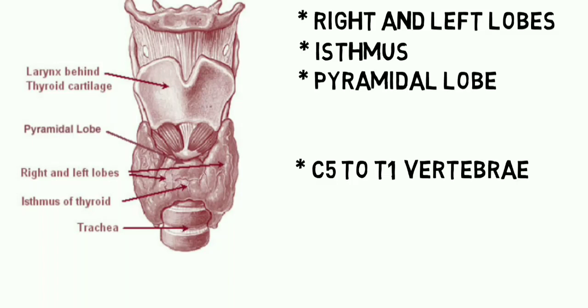And the thyroid gland basically extends from the C5 to T1 vertebrae. C5 is the fifth cervical vertebra, T1 is the first thoracic vertebra.